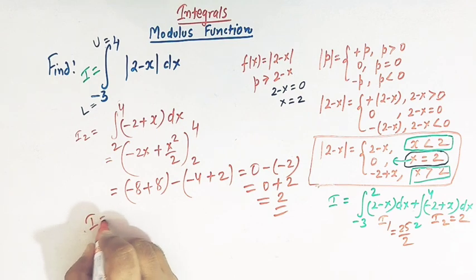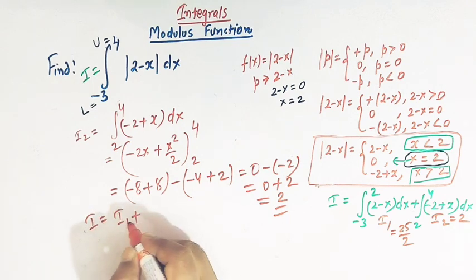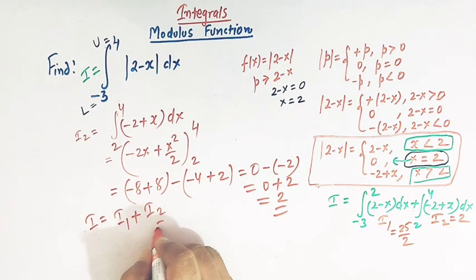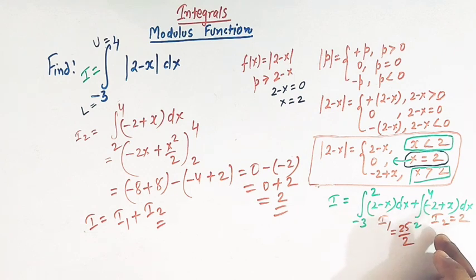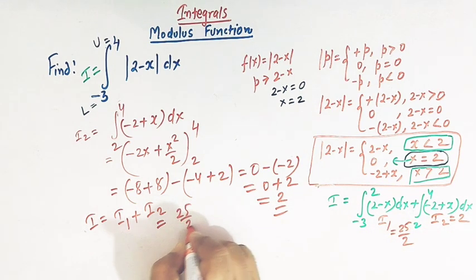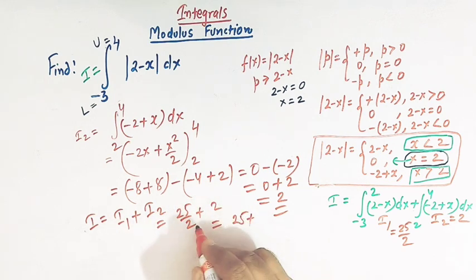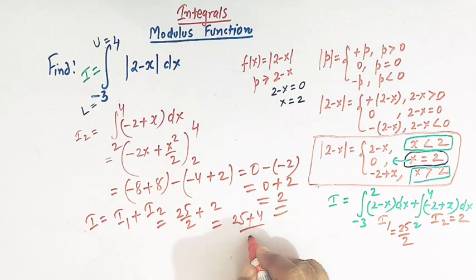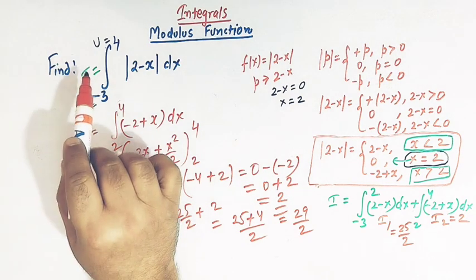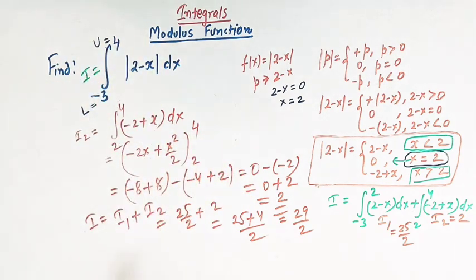So the overall value of I is calculated by summing these two integrals I1 and I2. I1 is 25 over 2, I2 is 2. So this is 25 plus 4 over 2. Then we have 29 over 2. So viewers, the value of this integral is 29 over 2.